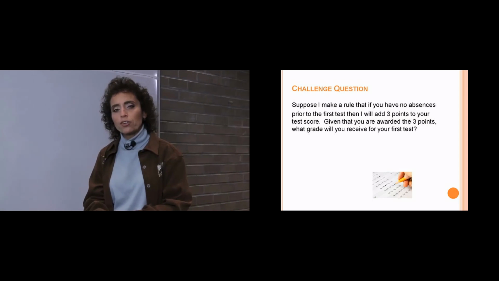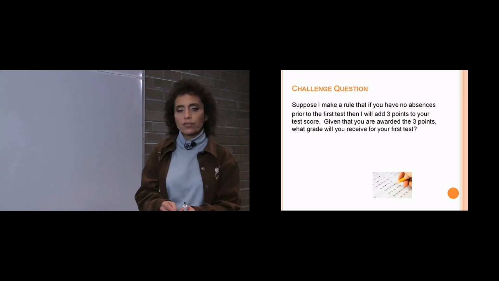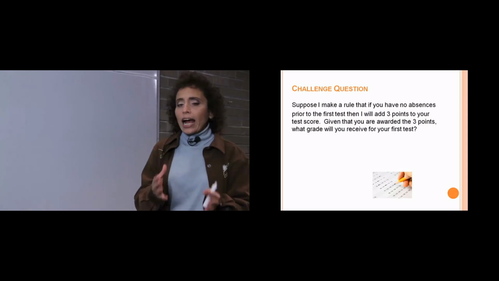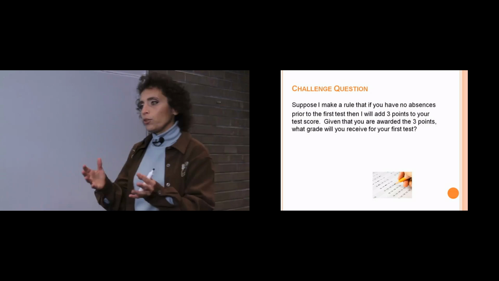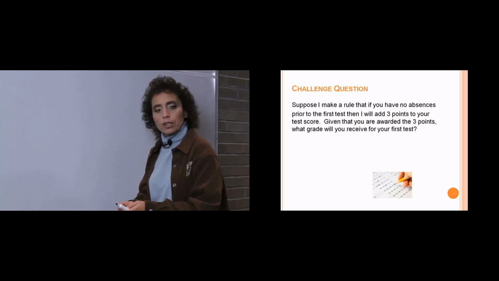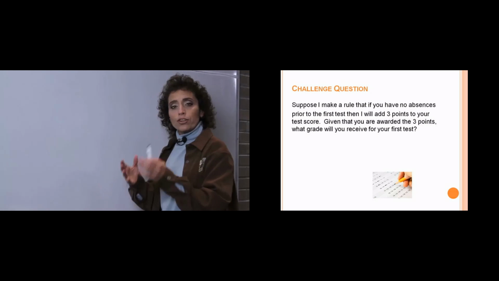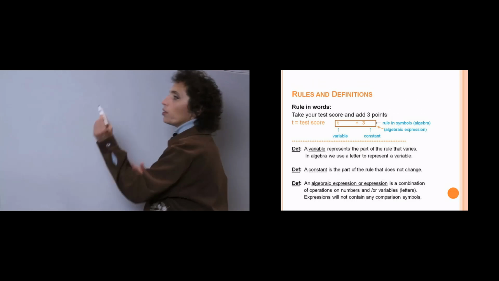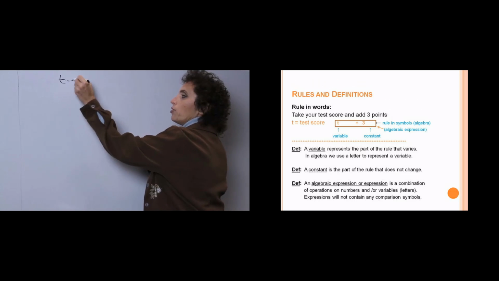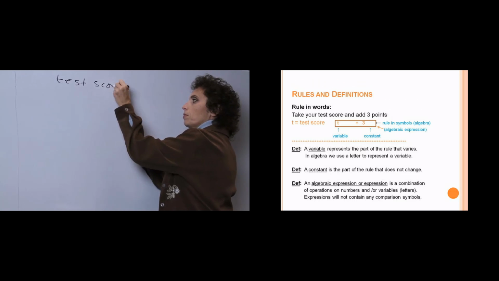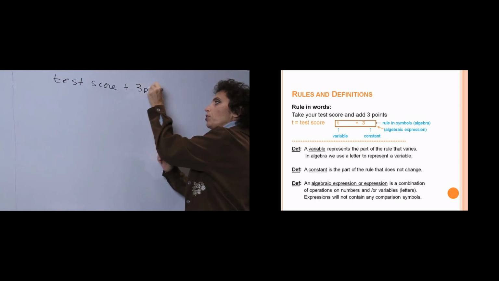So you're going to get 3 points if you have no absences prior to that test. Well, what do you actually have to know in order to know your new test score? Well, there's a couple things you have to know. First thing is you have to know what your test score is. So what we want to show you is we're going to take your test score, we're going to add 3 points to it.